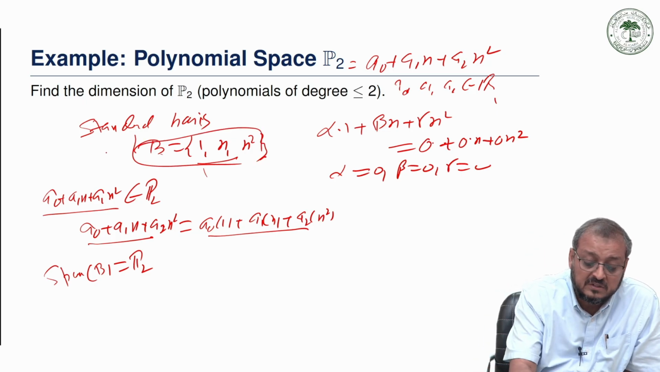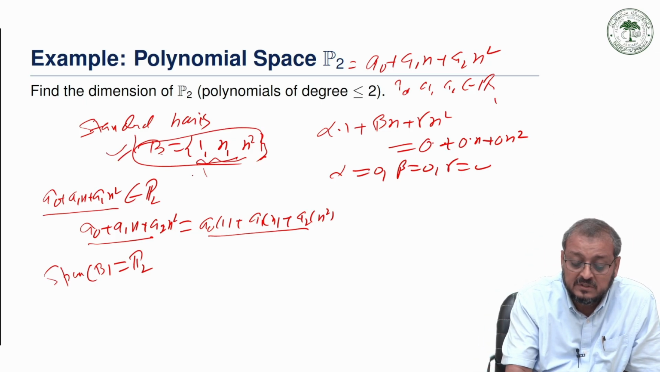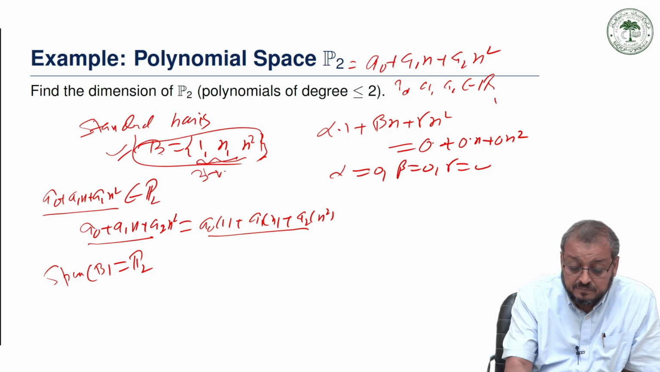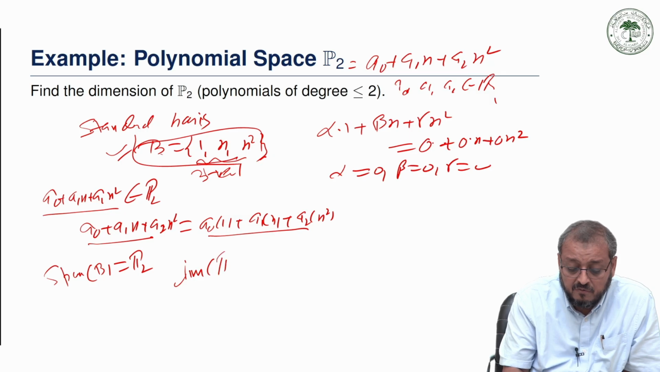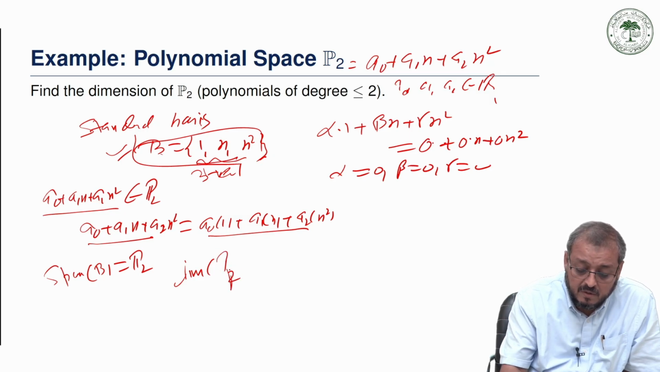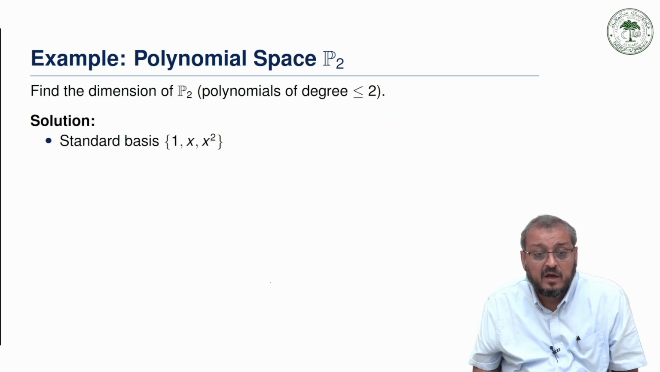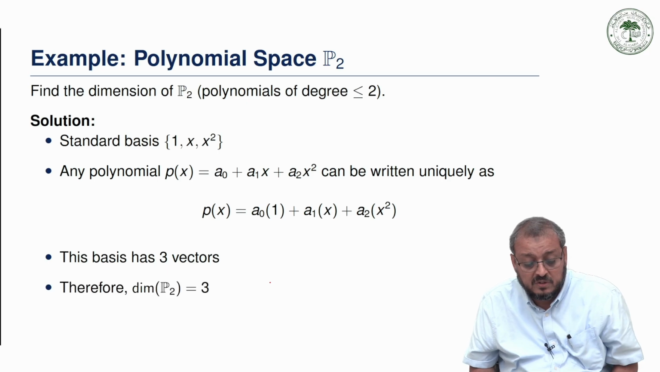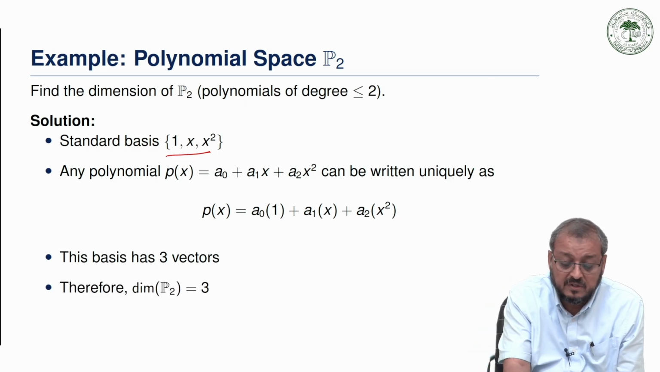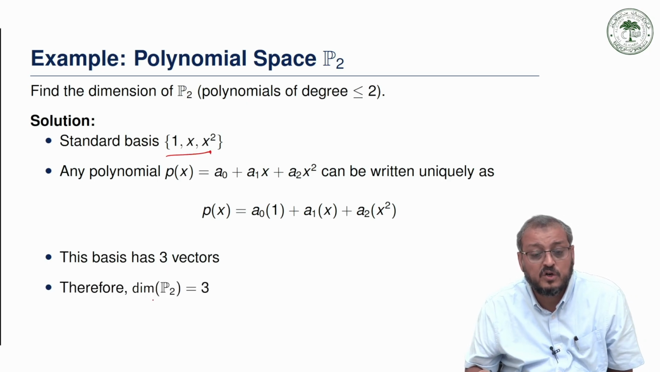So this is the basis, and this is the standard basis, and in this basis you have 3 vectors. So we can say that the dimension of P2 is equal to 3. So this has 3 elements, and this means the dimension of P2 is equal to 3.